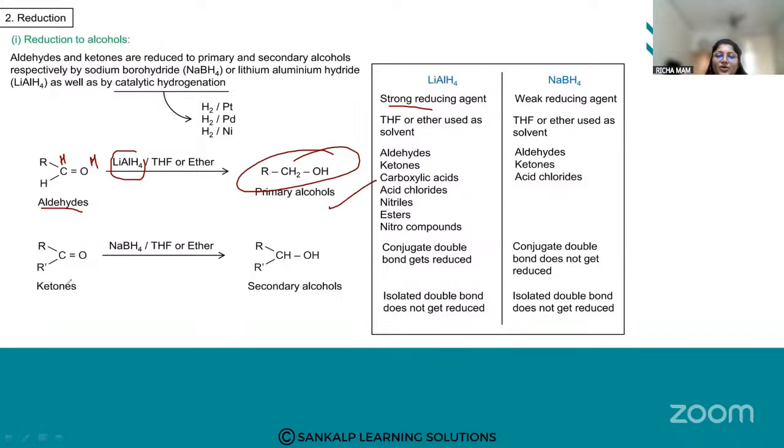So primary alcohol. Similarly, when I take ketones, either of these you can use, then in the presence of sodium borohydride, I'm going to get a secondary alcohol. So aldehydes are reduced to primary alcohol, and ketones are reduced to secondary alcohol.